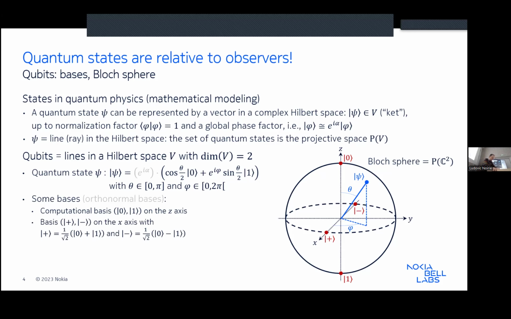You have the basis plus minus, with plus being the sum of the 0 and 1 and minus being the difference, up to the scaling factor to have normalized vectors. So here you have where the plus and minus vectors are. And on the y-axis, you have plus i and minus i. You see why for the names plus i, minus i: the coefficient in front of the 1 is plus 1 or minus 1 for the plus and minus vectors, and it is plus i and minus i for the plus i and minus i vectors.